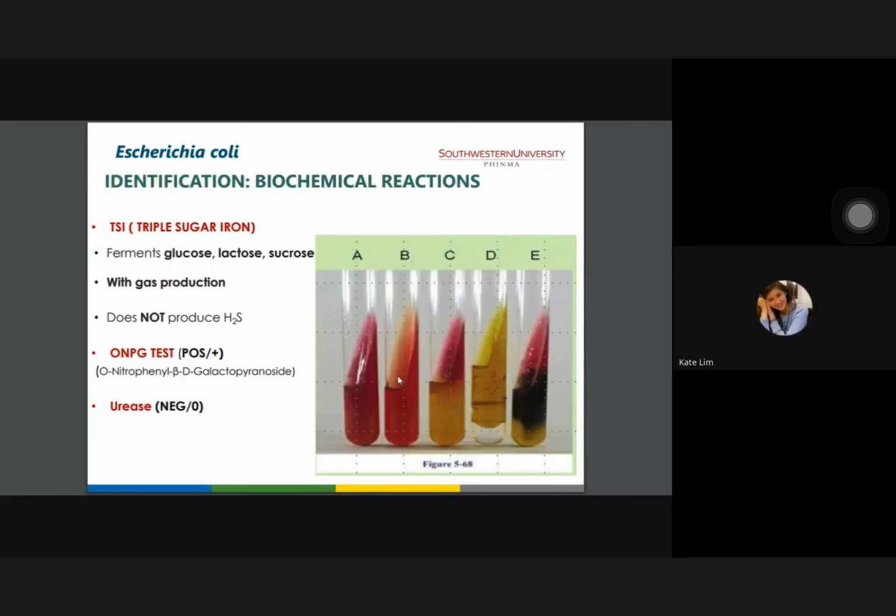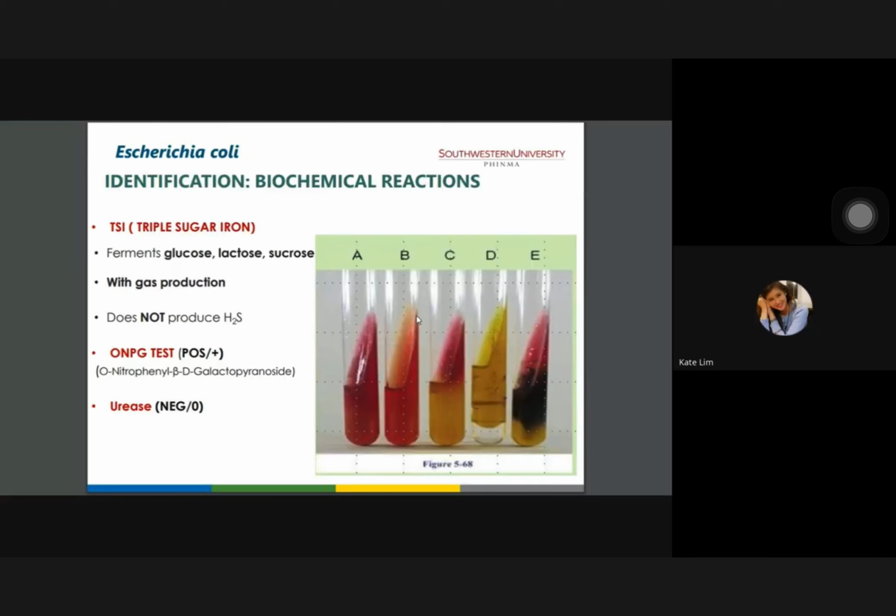If there's acidity, it means fermentation happened. So your result should be A over K, acid over alkaline. That would tell you where the sugars are fermented, in the slant. That would be your sucrose and your lactose.